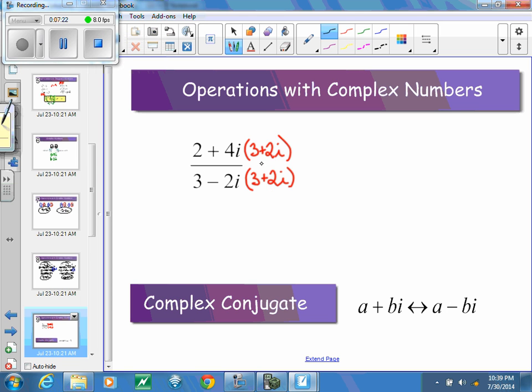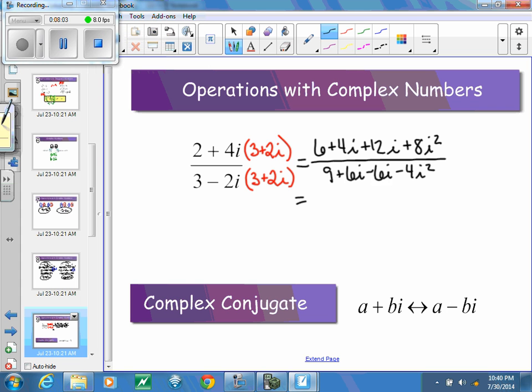Because now I have to FOIL my numerator and denominator, and you'll see what happens. In the numerator, 3 times 2 gives me 6. 2 times 2i is 4i. 4i times 3 is 12i. 4i times 2i is 8i squared. And then down below, I've got 3 times 3 is 9. 3 times 2i is 6i. Negative 2i times 3 is negative 6i. You see what's happening? And negative 2i times 2i is going to give me a negative 4i squared.